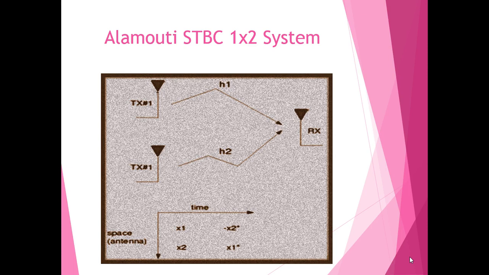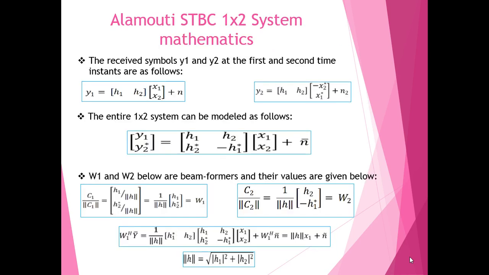Now we come over to Alamouti Space-Time Block Coding for the 1x2 system. It was first proposed by Siavash Alamouti. We have two transmitting antennas sending symbols to a single receiving antenna. Moving on to the mathematics involved in the Alamouti STBC 1x2 system.